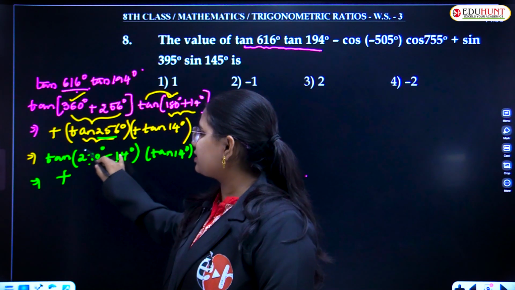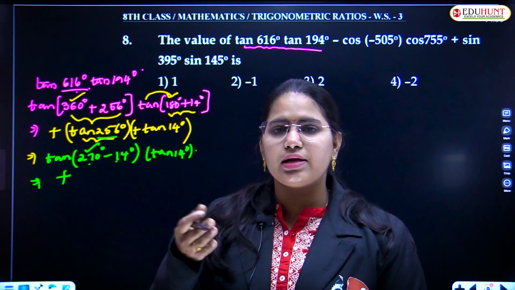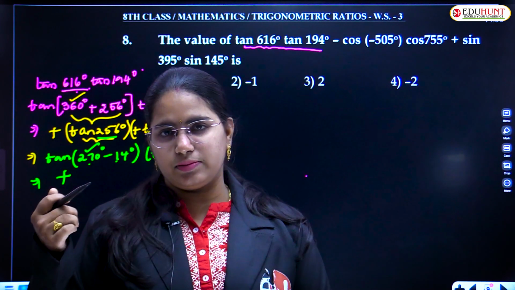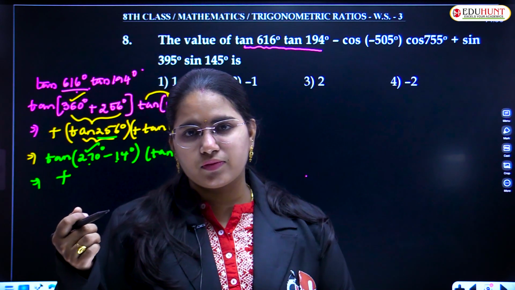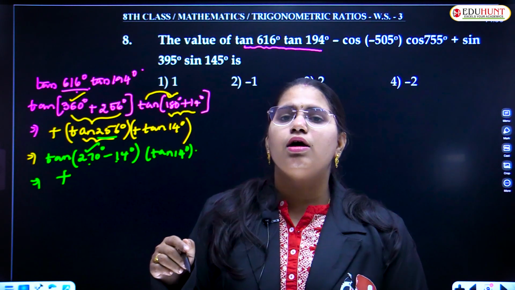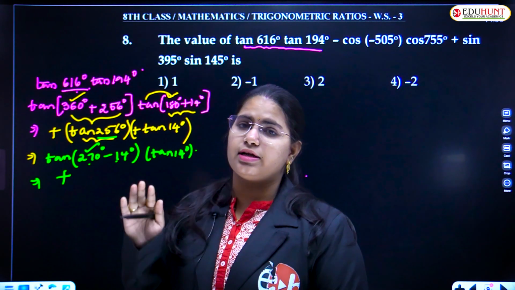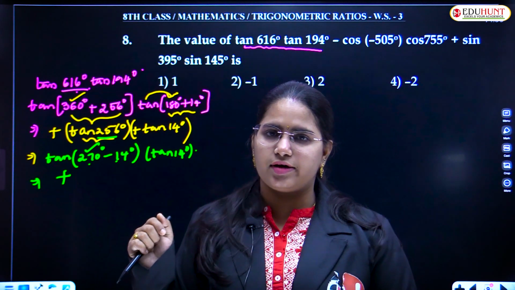And now let's get back to 270. Is 270 an even multiple or an odd multiple of 90? Excellent. It is an odd multiple. 3 times 90 is 270, correct?